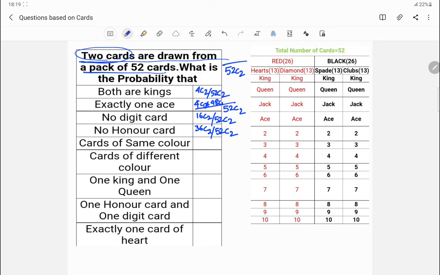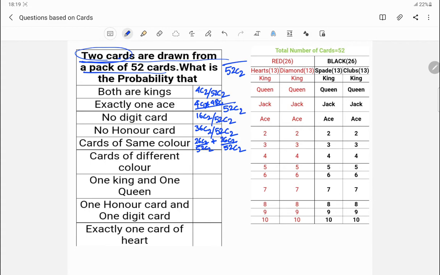Now the next question is, cards are of the same color. So they can be either red or black. So what I'll do is, out of red I'll draw 2. So it is 26C2, either red or black. That's why I'm using this plus sign, addition, over here. So it is 26C2 plus 26C2 divided by 52C2.